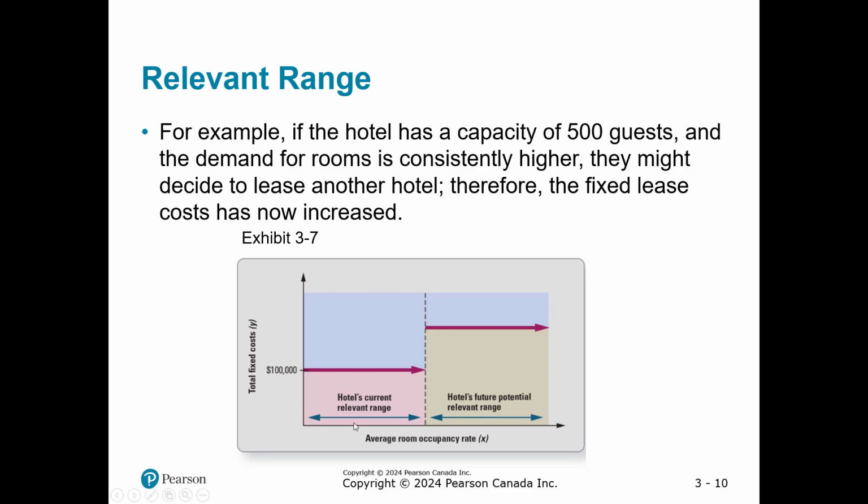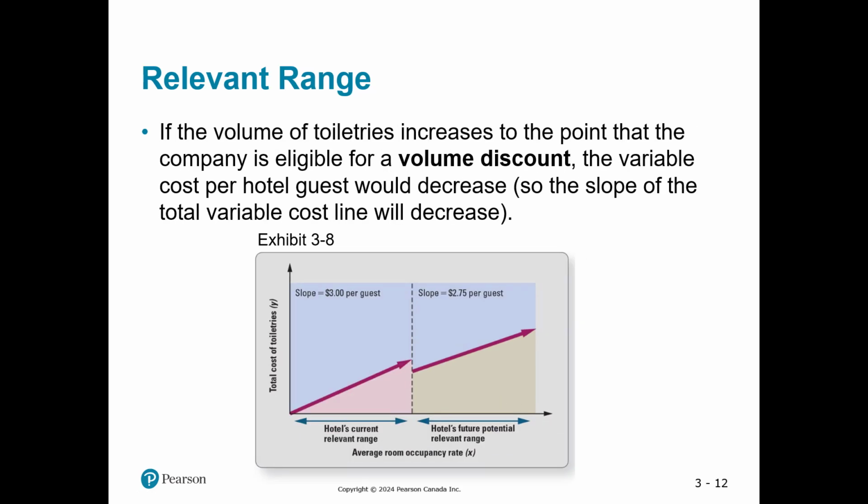So the relevant range is between a level of activity of 0 and 500, and then above 501, it's going to go higher. So this is the relevant range if I keep below 500 guests. This is the relevant range if I have more than 501 guests. Now, what about variable costs?